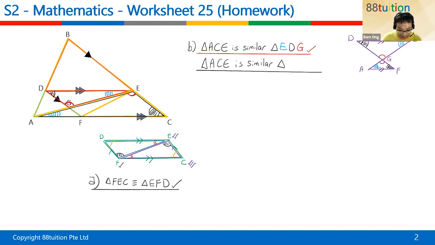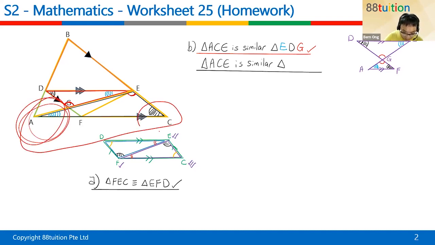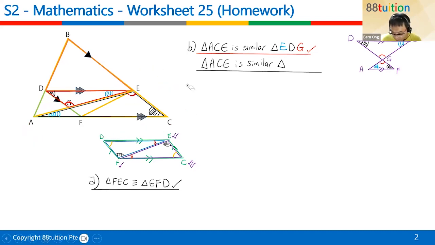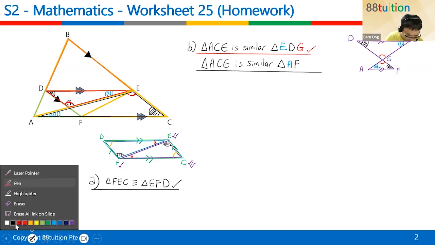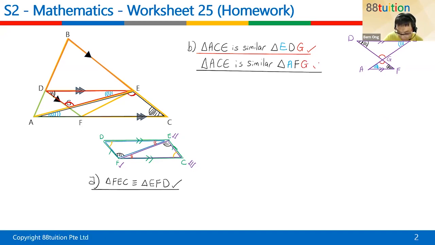So ACE, ACE again is what? ACE down here is blue, black, red. So your answer will be blue is A, black is F, and red is G. Can you see, children? So you have two triangles that are similar to ACE. Not easy, right?